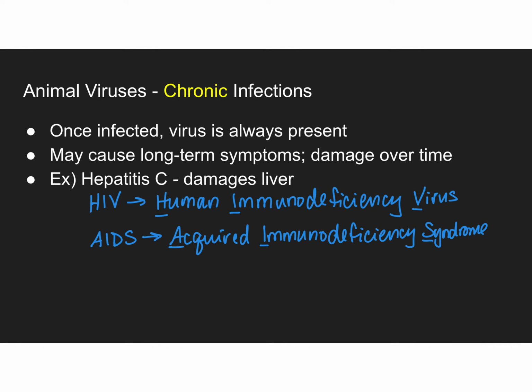HIV is a chronic infection that over time, as it damages the immune system more and more, it can lead to this condition known as AIDS, which can ultimately lead to someone dying from a secondary infection because their immune system is no longer able to fight off these other infections.